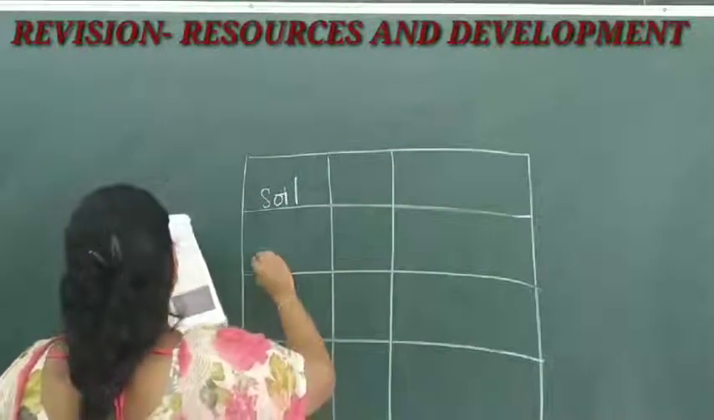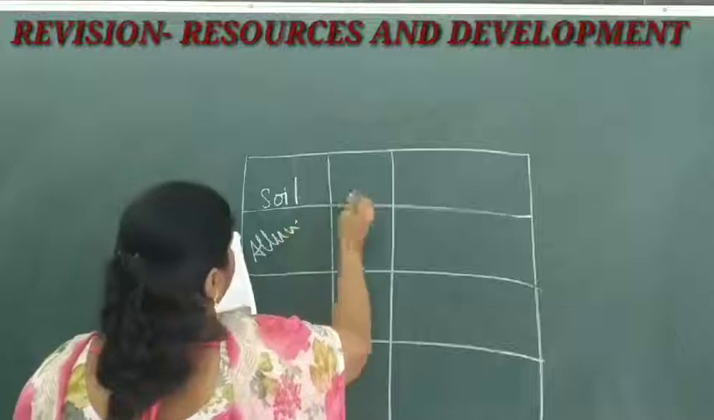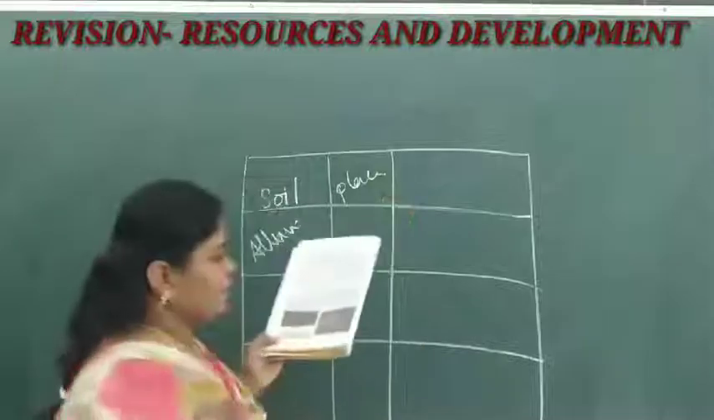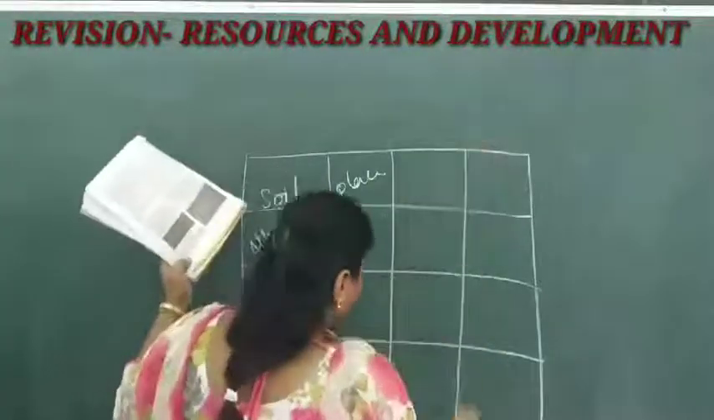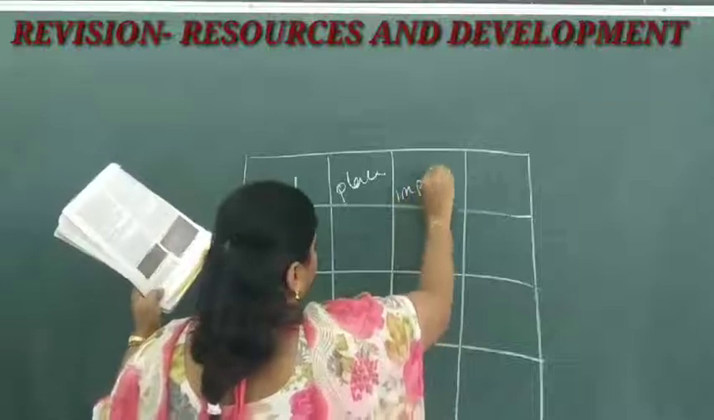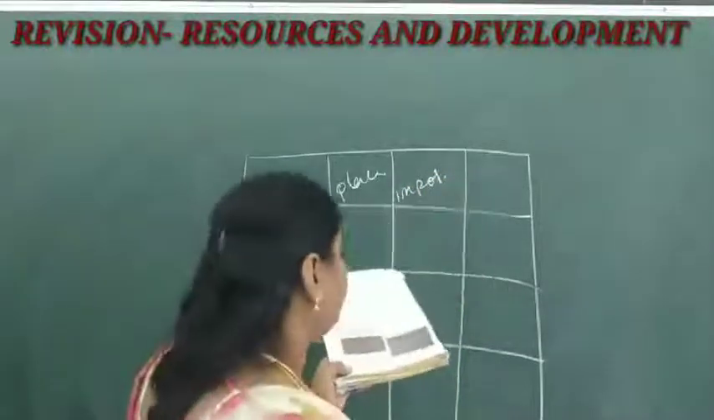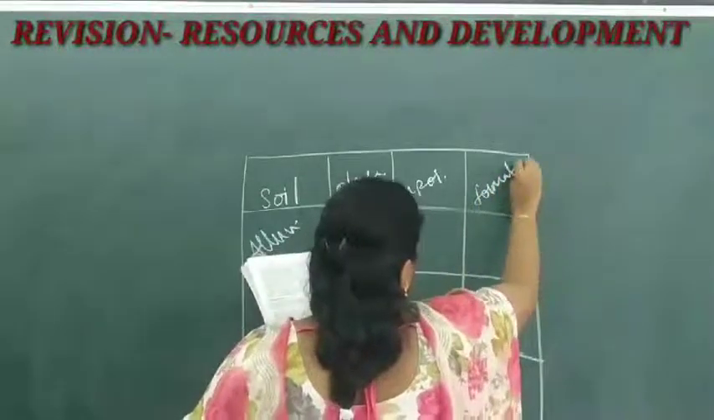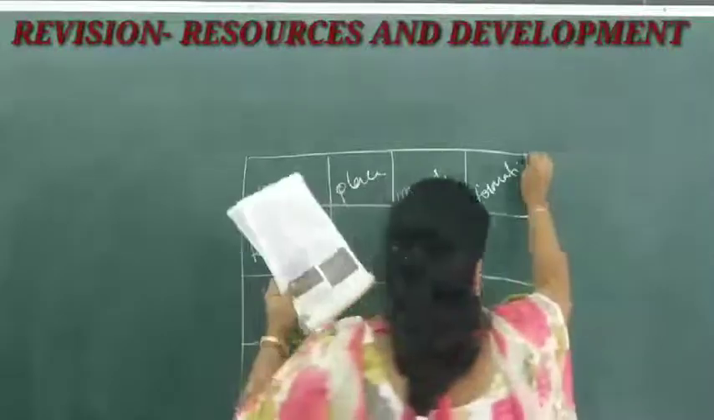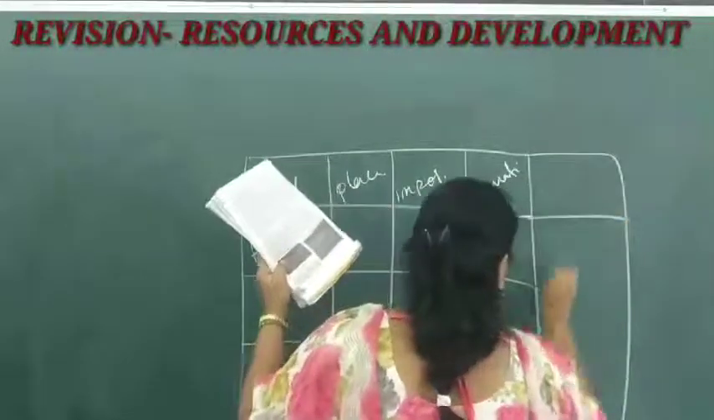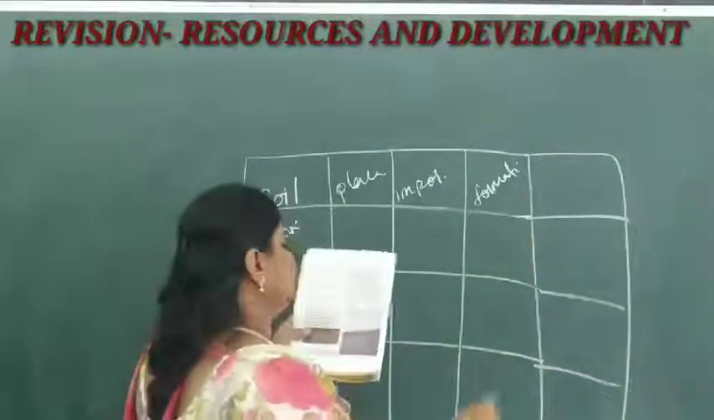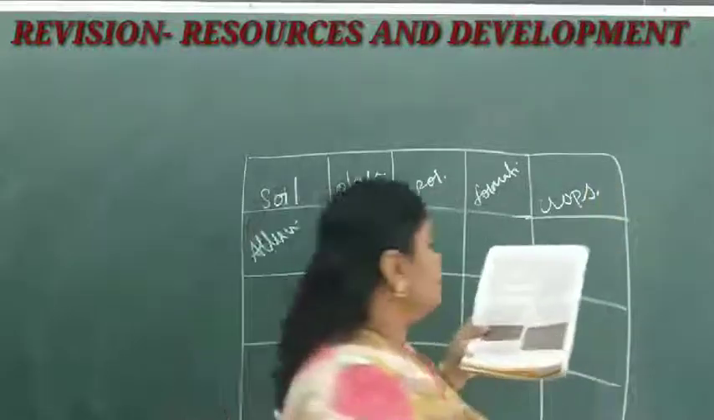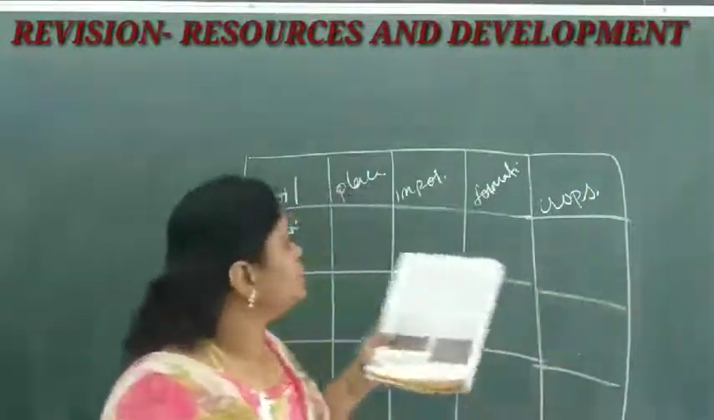So, alluvial soil, I am writing it here. Then I will write the place here. Then the importance of the soil. Then I will write the formation, how it is formed. Then, still more, you can extend it and write the crops that are grown. Then classification, if any classification is there, you can add that.